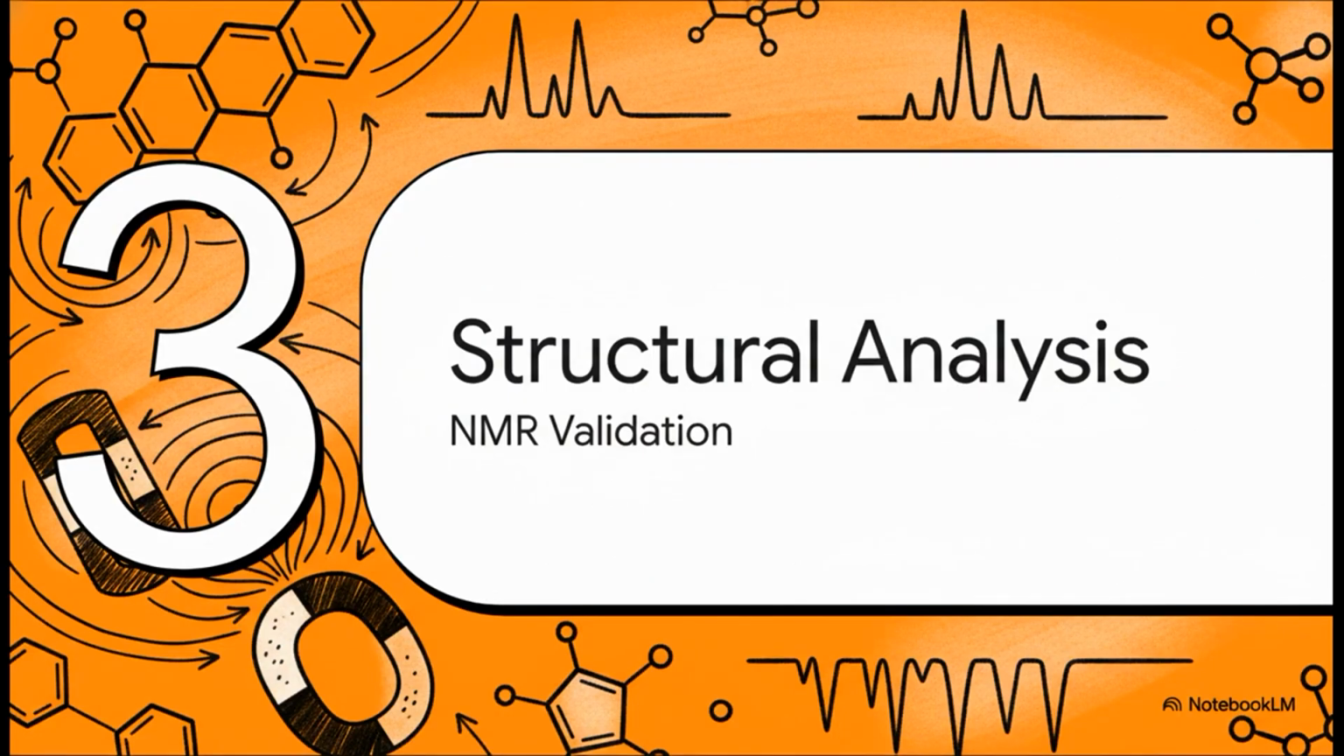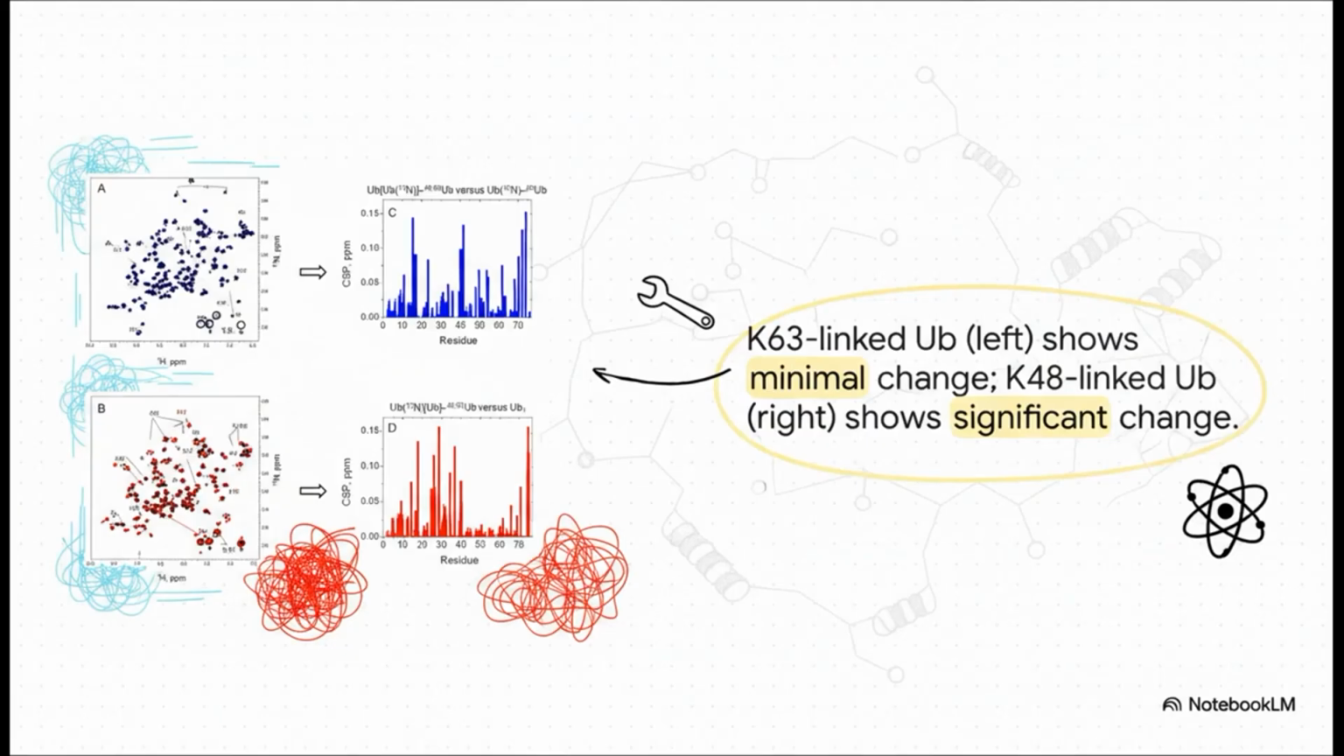So the synthesis is elegant for sure, but how did they prove the final structure was what they thought it was? Let's dive into the nuclear magnetic resonance data they used to confirm the conformation. Okay, this data from supplemental figure S2 is absolutely crucial. They're looking at chemical shift perturbations, or CSPs, to compare the ubiquitin units in their trimer to standard dimers.